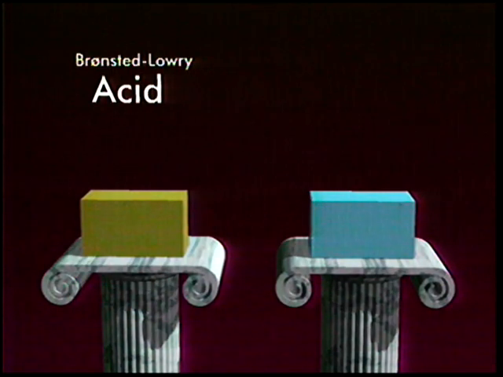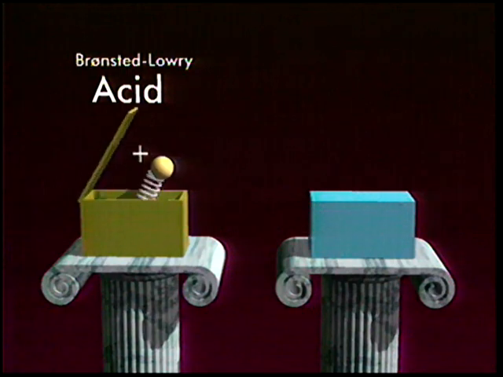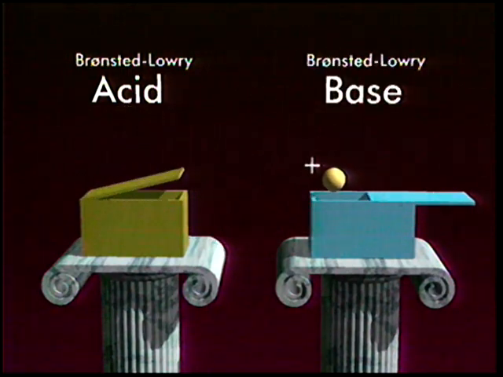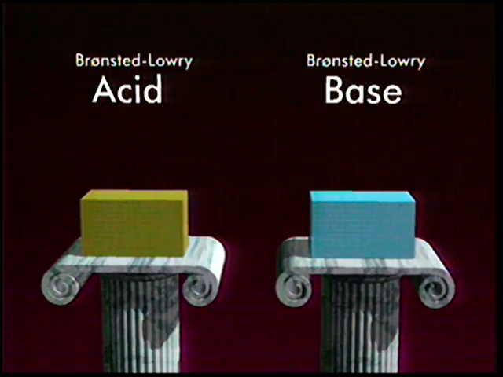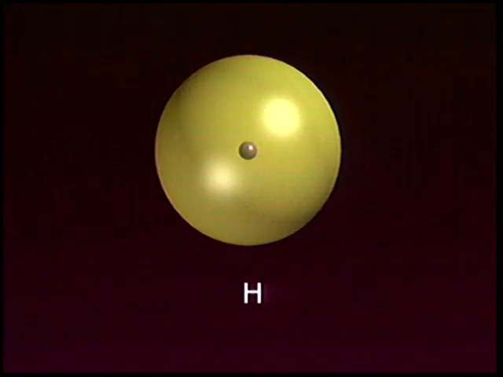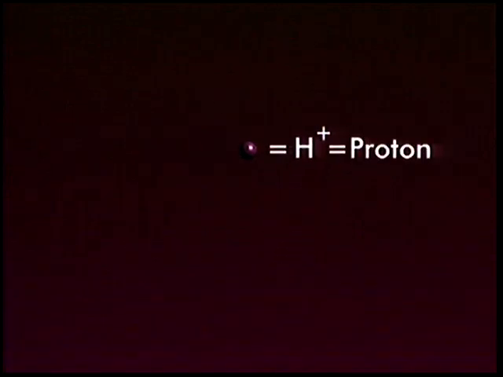A Bronsted-Lowry acid is a substance that can donate a proton, and a Bronsted-Lowry base is a substance that can accept a proton. We call this proton H+ for a hydrogen atom stripped of its one electron. H+ and proton are used interchangeably when discussing acid-base chemistry.